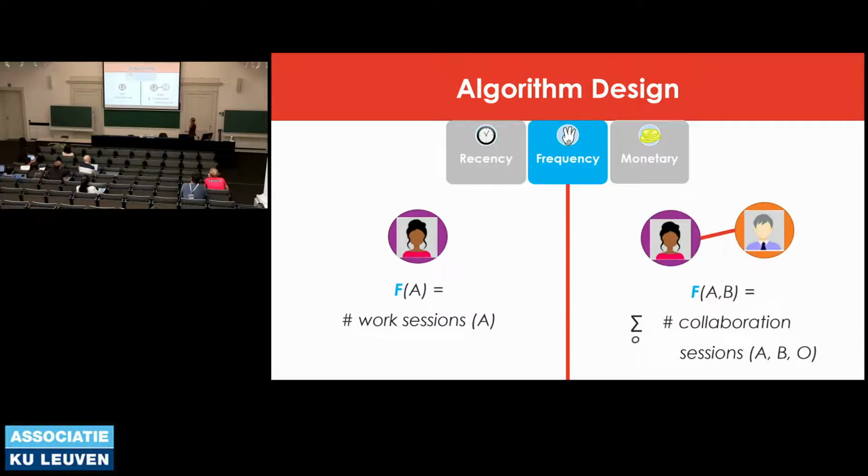Okay. So the next one is the frequency. How frequently did resources work? It's just counting the number of work sessions they did. And how frequently did 2 resources collaborate? You count the collaboration sessions on each object.